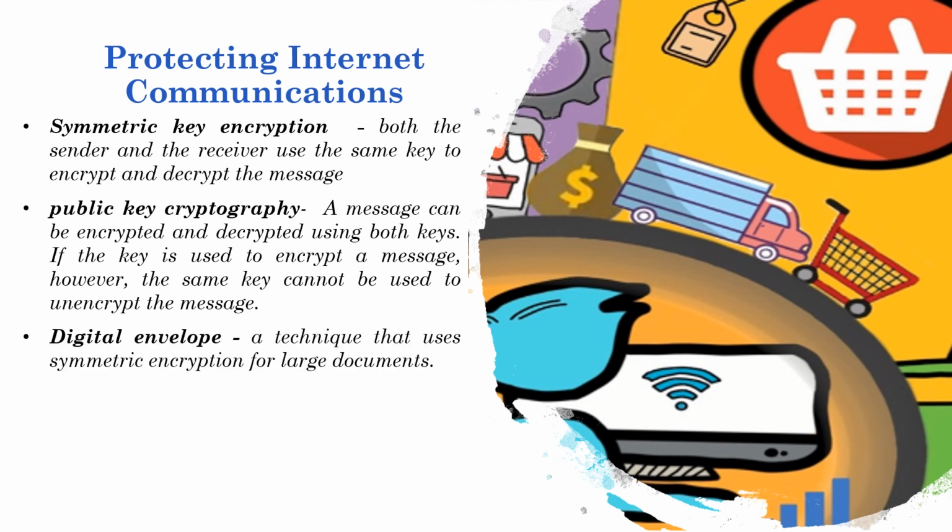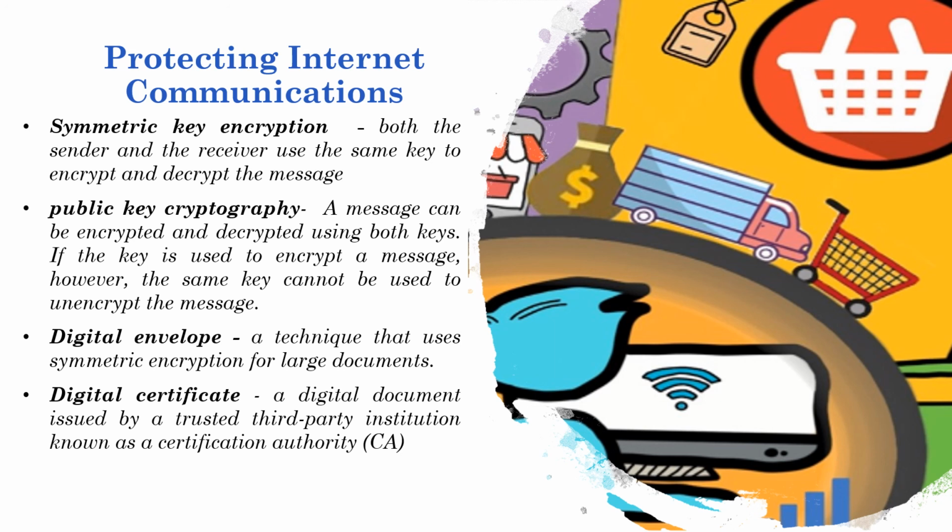And then we also have the digital envelope. Class, this is a technique that uses the symmetric encryption for large documents, but public key encryption to encrypt and send the symmetric key. How about the digital certificate? It is a digital document issued by a trusted third-party institution known as a certification authority or the CA that contains the name of the subject or a company and the subject public key, a digital certificate serial number, an expiration date, an issuance date, and the digital signature of the certification authority, and the name of the CA, encrypted using the CA private key and other identifying information.